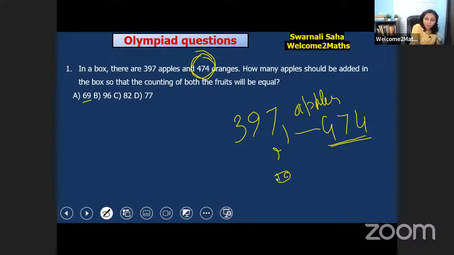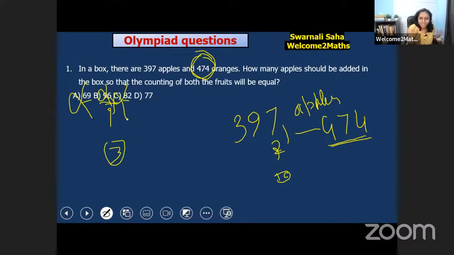So that means it's not our option. We just have to check the ones place only. So let's cut out this option. Now let's move on. 96. Whenever we add 6 and 7, we get 13, 3 at ones place. That means this is not the answer. So let's cut out this option too. Now the next one is 82. Here we have 2 in ones place. Whenever we add 7 and 2, we'll get 9. So it would not be possible. So 82 is not our answer.